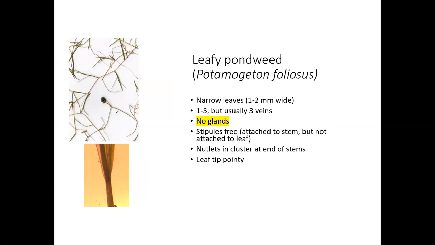The nutlets are in little clusters at the end of the stem. And they are very bumpy looking. They have these little bumps. I didn't include that on this slide, but the little nutlets have little bumps all over them. And so if you have nutlets and you're not sure if you've got leafy or common or small, then just look at those nutlets and the bumpy ones. It will be foliosis. And also, look for glands. No glands, you've got foliosis. You've got glands, you've got pusillus. And the leaf tip is usually pretty pointy. There are some that are pointier, but it's fairly pointy. Next.